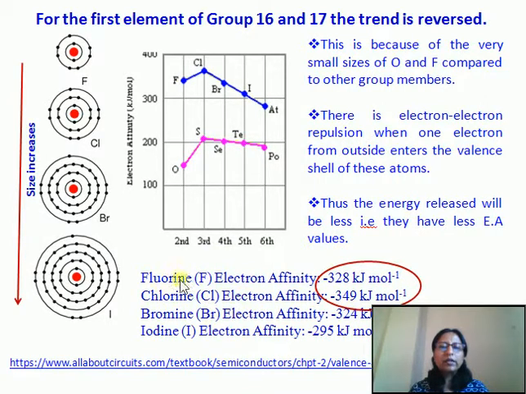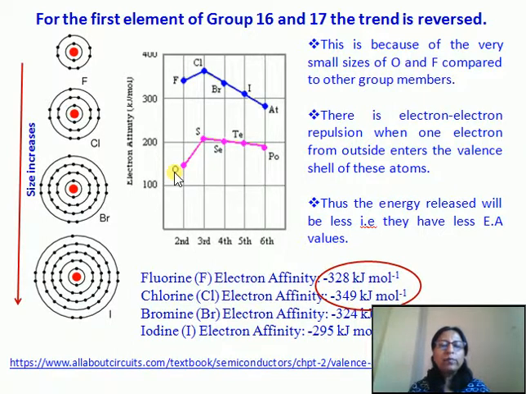So the electron affinity value for fluorine is minus 328 kilojoule per mole, whereas for chlorine this is minus 349 kilojoule per mole. So the value for chlorine is more than that of fluorine. So now you understand why the values are reversed here, due to the electron-electron repulsion. The energy released will be less in case of fluorine and oxygen.